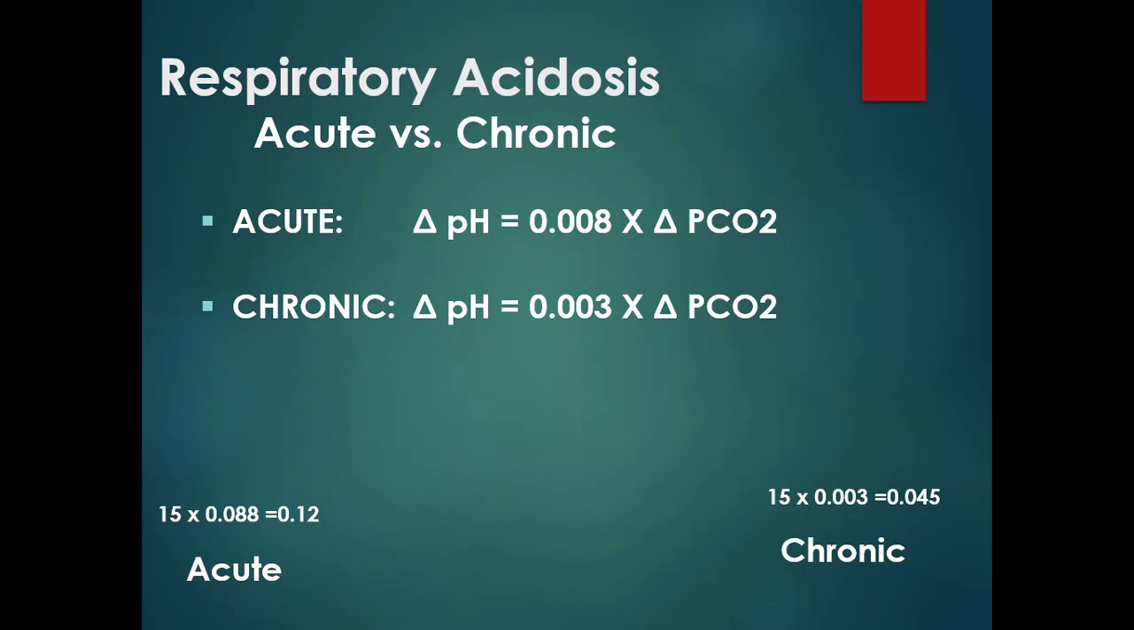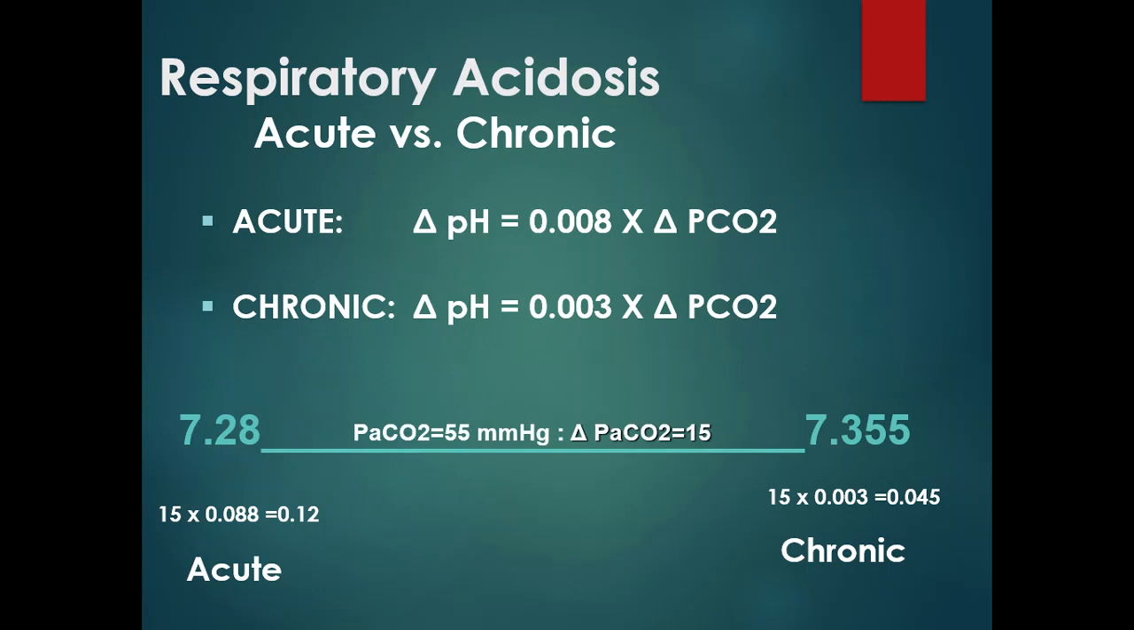So if you have a patient whose PCO2 is 55, the change from 40 to 55 equals 15. If this is acute, the change in the pH will be 0.12, so the pH will drop to 7.28. If it's chronic, because there will be a metabolic or renal compensation, the change will be less and the pH will be 7.355.